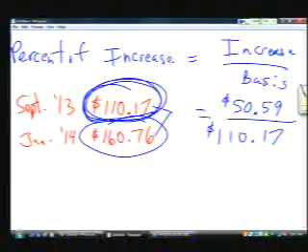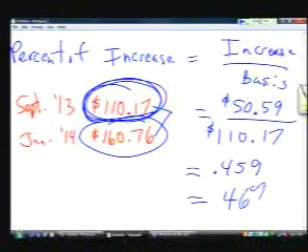So, what did you get for your percent of increase? Go ahead and take the calculator right now. And what did you get, Courtney? 46%. Good deal. That's what I got. I got 0.46 or 459 and a bunch. Now we'll round it to 46%.